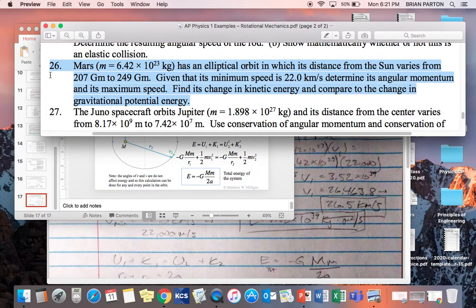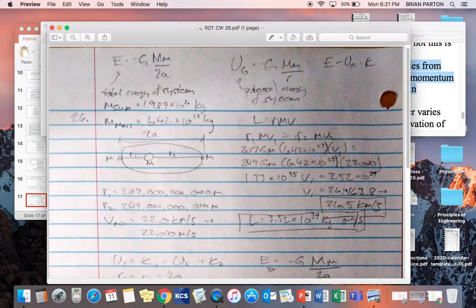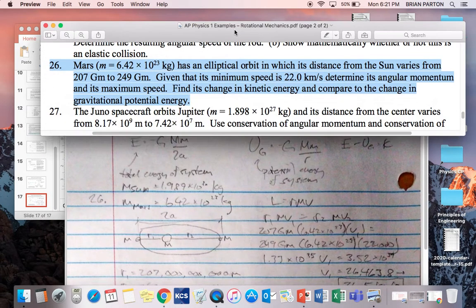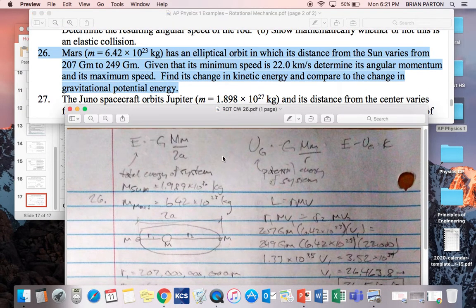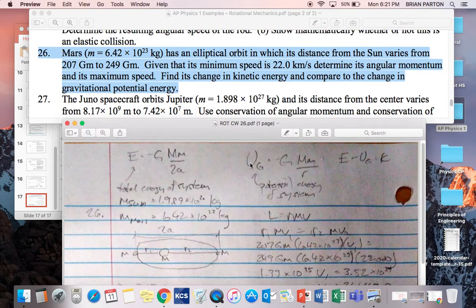Determine its angular momentum at its maximum speed and find its change in kinetic energy and compare to the change in gravitational potential energy. All right, so let's get this in here, and I can probably, yeah, it's always good to have that right there. Okay, so on my sheet, I kind of put those formulas up there just for my own reference.